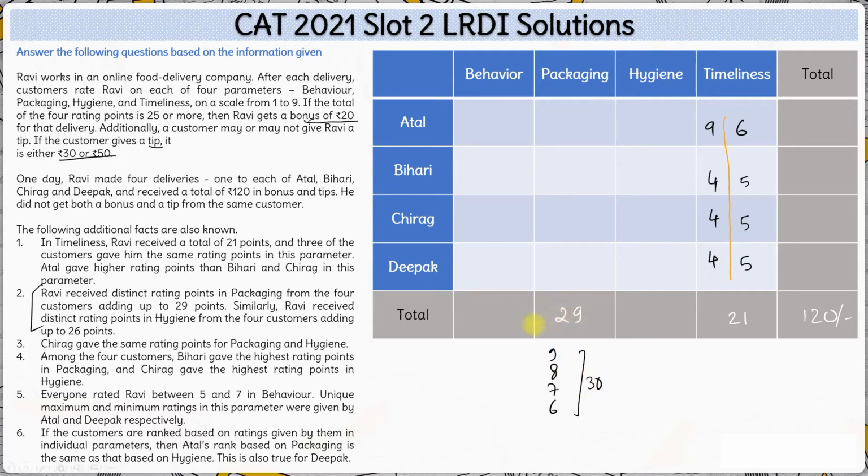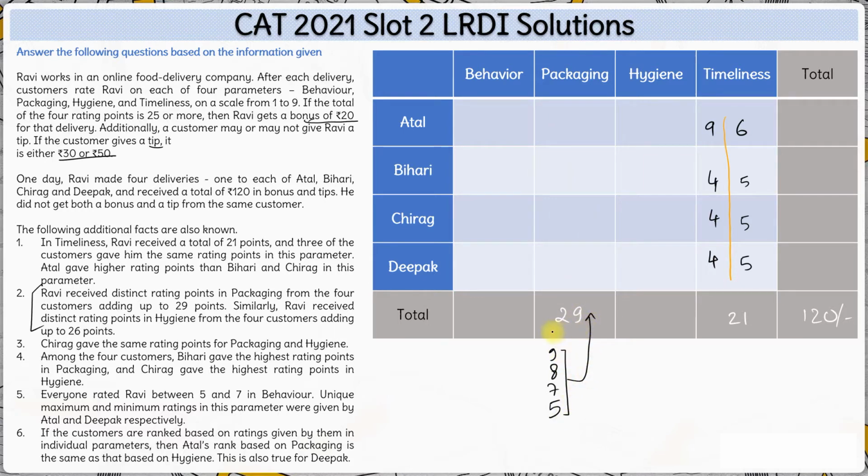So we have to decrease one of the ratings by 1. We can't decrease 9 by 1 because then 9 will become 8 and we won't have distinct ratings. Similarly, 8 cannot be reduced because we'll have 2 7s which will not be distinct. Same is the case with 7. So the only way to make the sum 29 is to decrease 6 to 5. So the 4 rating points in packaging will be 9, 8, 7, 5 in some particular order.